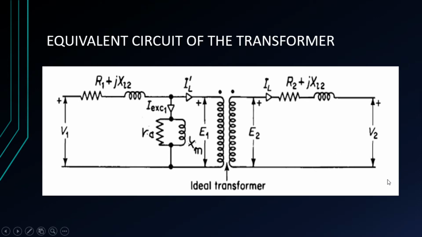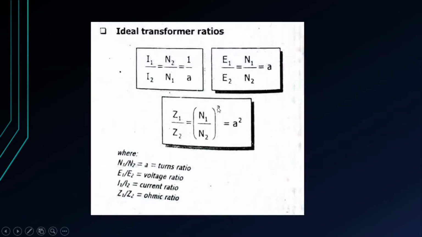In further discussion, we are going to use the ideal transformer ratio. We have here I sub 1 over I sub 2 or the current ratio. Current ratio is equal to N sub 2 over N sub 1, which is equal to 1 over A. So this is the current ratio. And E sub 1 over E sub 2 is the voltage ratio, equal to N sub 1 over N sub 2, which is equal to A.